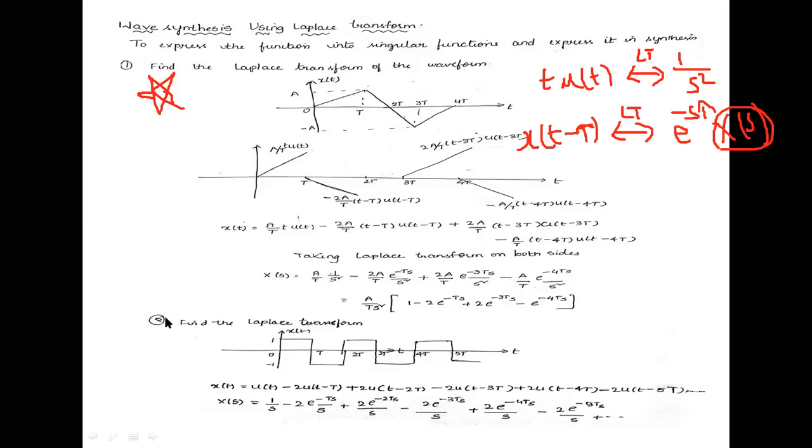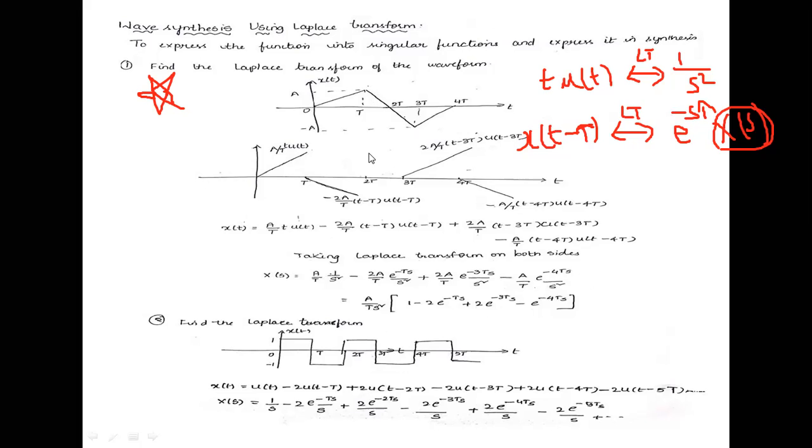Okay, next example, my dear students. Find the Laplace transformation of the given graphical representation, a square wave. It is repeated at the interval of 2t: 0 to 2t, 2t to 4t, and 4t to 6t. It's a periodic signal. Or otherwise, we can simply see it is shifted with t samples, and again shifted with 2t samples, 3t samples, 4t samples, and 5t samples.